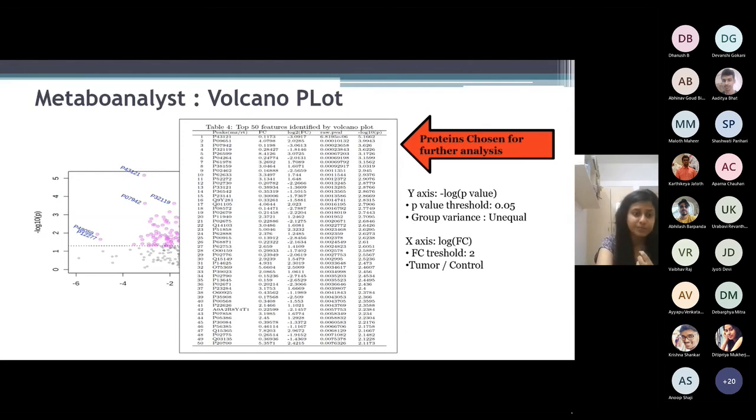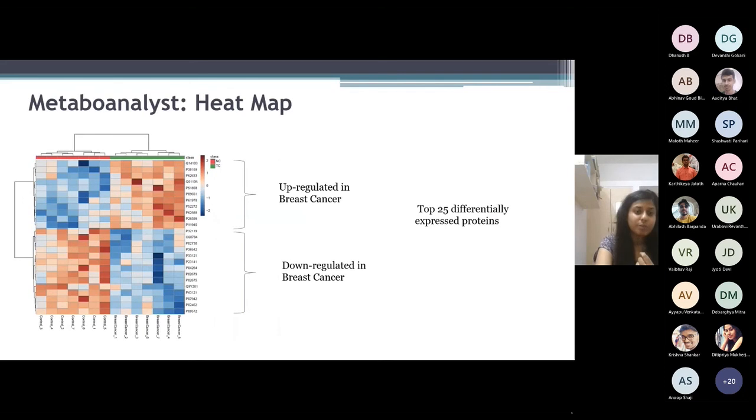and STRING. In order to represent the analysis carried out so far on MetaboAnalyst, a heat map was generated which considered the top 25 differentially expressed proteins. From this, very clearly we can see a group of proteins which are upregulated in breast cancer when compared to the normal samples, and another group of proteins which are downregulated in breast cancer.